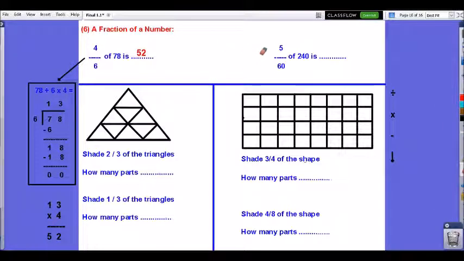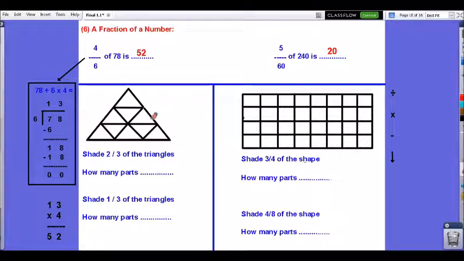The same thing exactly here. 5/60 of 240 is what? You take 240 divided by 60. Well, you need to cross the zeros first. That is going to make it much easier when you divide. That is going to be 24 divided by 6 is 4. And then you multiply by 5 gives you 20.